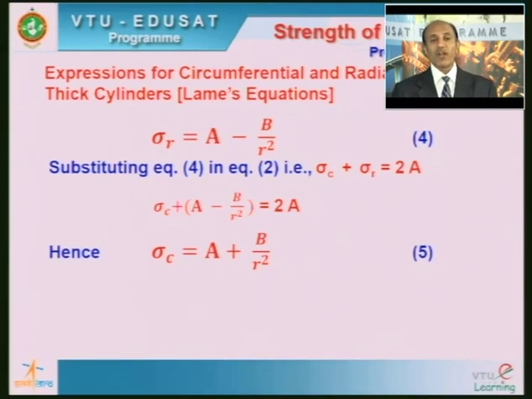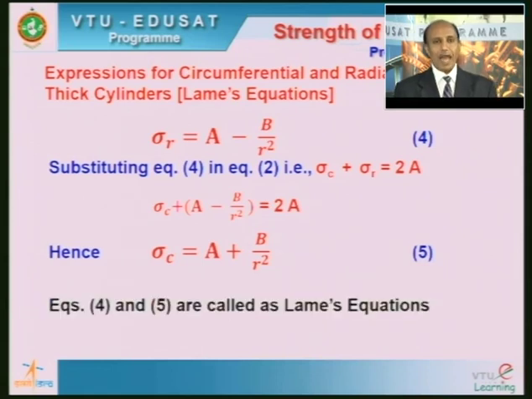So, the equations 4 and 5 are what we want in this particular problem. The first one refers to the radial stress, the second one refers to the circumferential stress, right. So, sigma R is written as A minus B by R square and sigma C is A plus B by R square, and these equations are called Lamè's equations. Right. So, please understand.